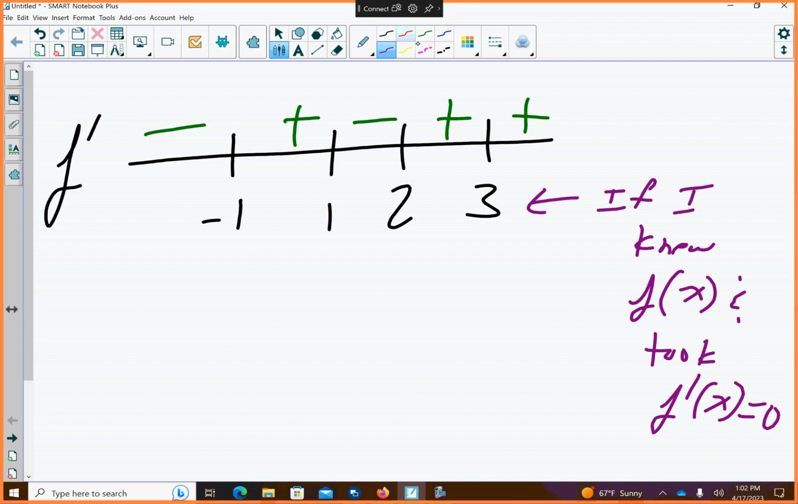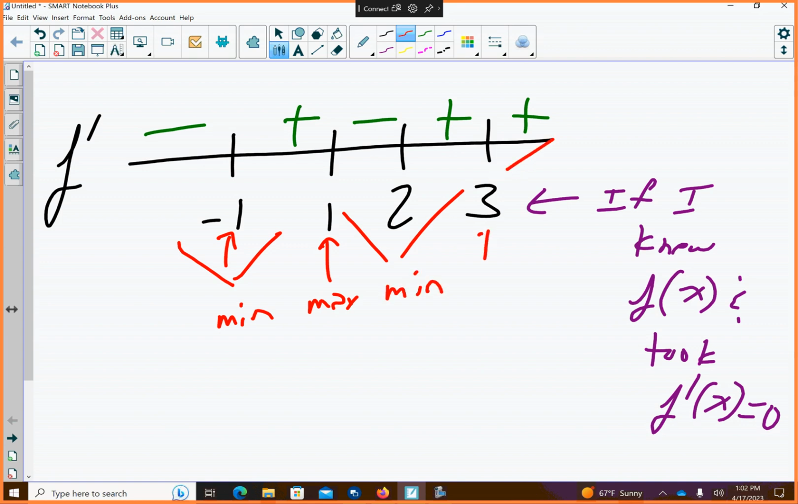So I want you to think about a few things. This means that we would have a negative slope to a positive slope. So what would this -1 be? What would you refer to it as? A max, a min, or a point of inflection? Yeah, this is a min. And then because we're coming up, this is positive, then it goes to negative. What's happening here? That is a max. And then we go negative back to positive. This is another min. And then if it goes positive to positive, what is this known as? Point of inflection.